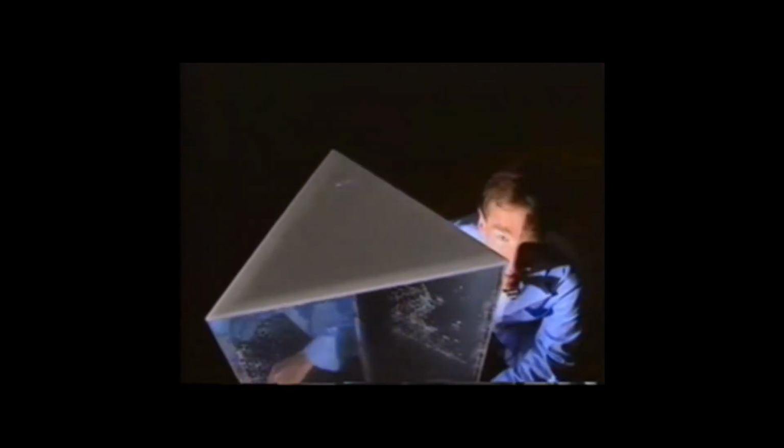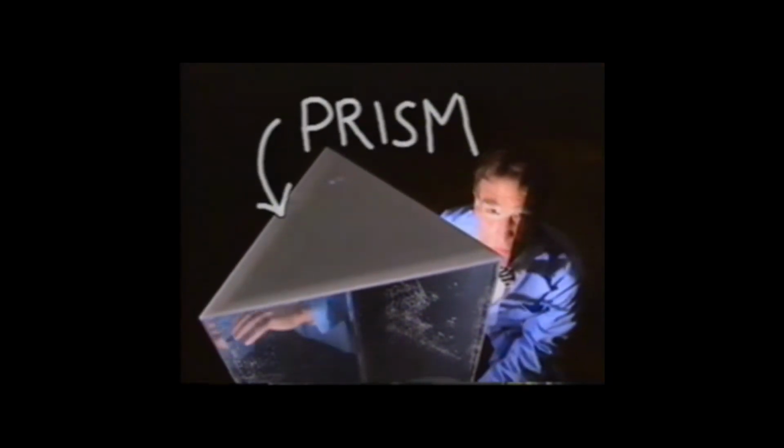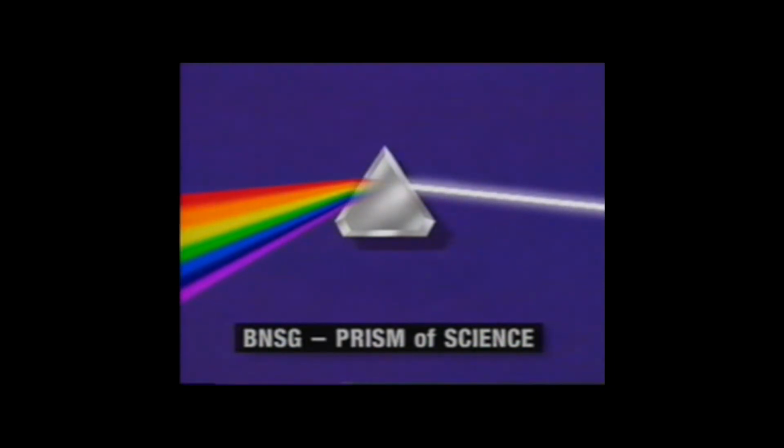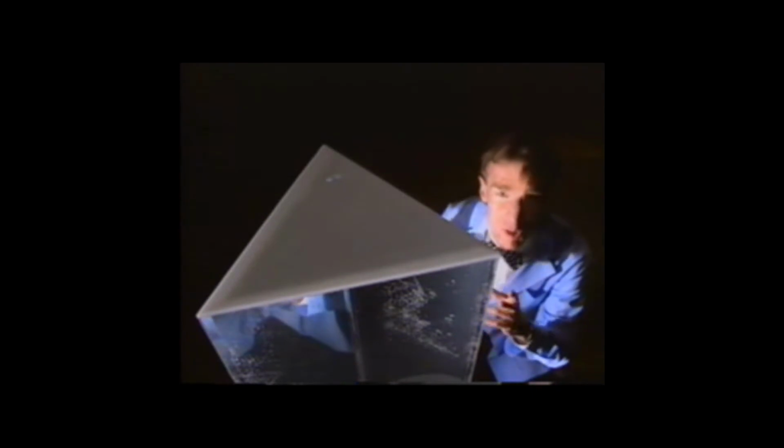Sorry. I got it. Now this is the plastic water-filled prism of science. And shining into it is a bright white light. Now when white light goes into a prism, it breaks up into all the colors of the rainbow, what we call the full spectrum of colors. So down here is the spectrum being made by the prism of science. See, here are all the colors of the rainbow. Red, orange, yellow, green, blue, indigo, and purple or violet.